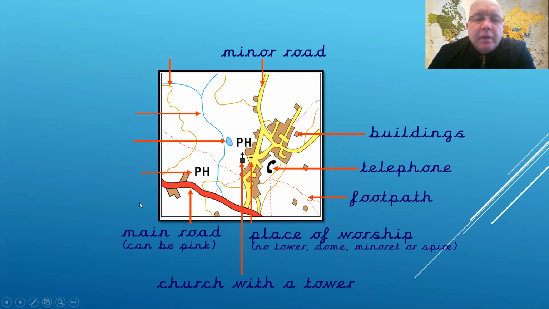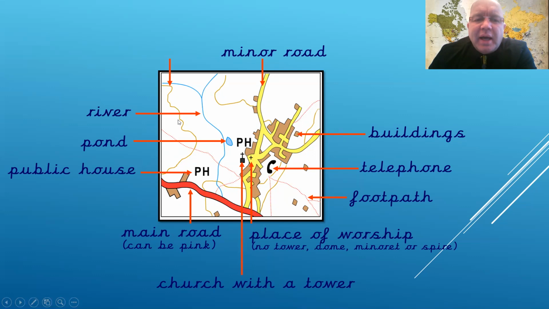PH. That's a public house. So a bar or an inn, a tavern, a pub. Okay, so public house. What about this blue spot? I'm sure most of you could guess at that one. That's a pond. The larger one would be a lake. What about the blue line? Blue line is a river. Well done if you got that.